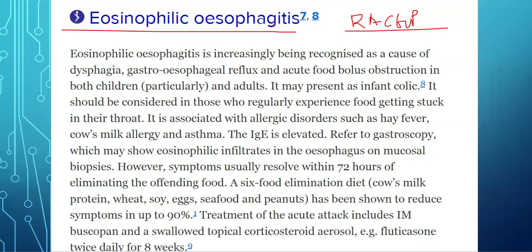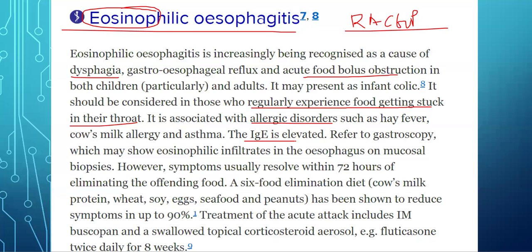So eosinophilic esophagitis is also one of the causes of dysphagia, and sometimes it can feel like a food bolus getting obstructed in the throat. It can happen in both children and adults. So it should be considered in those who regularly experience food getting stuck in their throat. But very important, as the name suggests, eosinophilic esophagitis is commonly associated with some other allergic disorder, such as hay fever, eczema, allergies. And in these patients, IgE will be elevated.